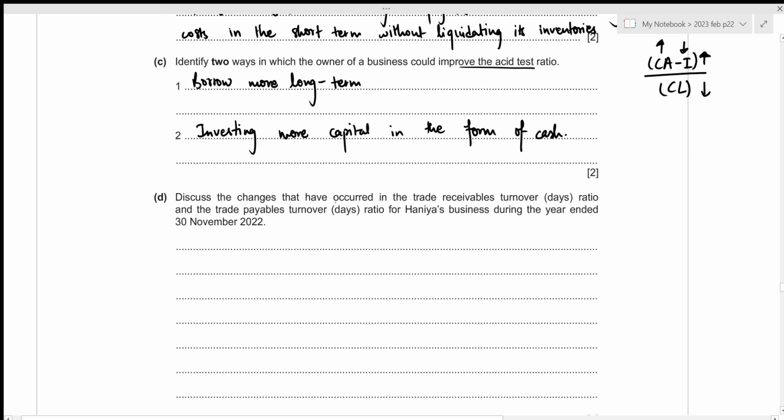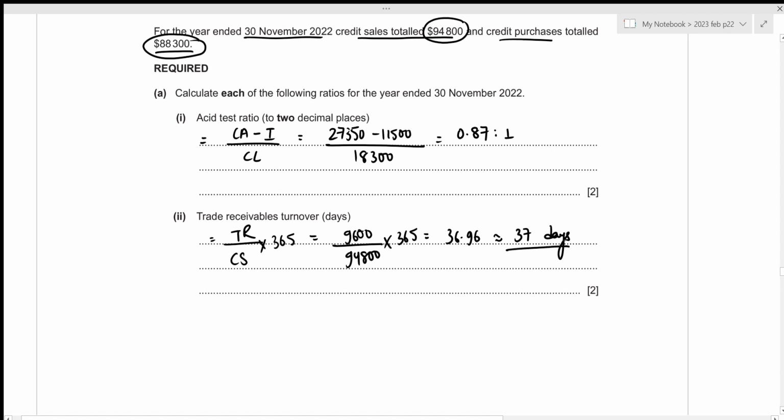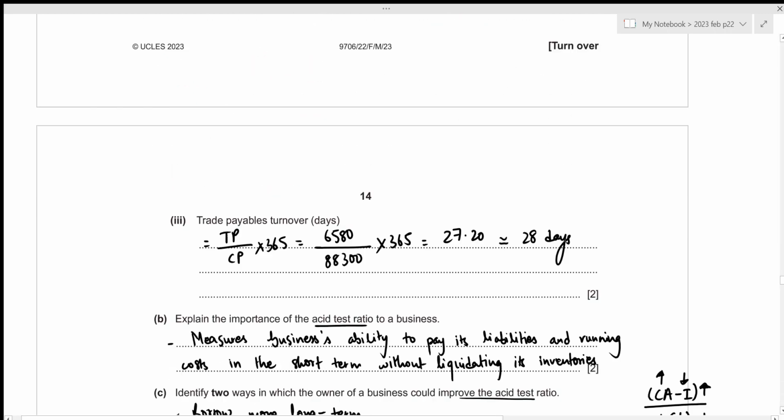Now for the fourth one, we need to discuss the changes that have occurred in the trade receivables turnover days ratio and the trade payables turnover days ratio for Hanya's business. So let's first talk about our trade receivables turnover. Let's have a look above. We have our previous trade receivables turnover days to be 34, and the new one we calculated was 37 days. So the days has definitely increased, and since we're talking about trade receivables turnover days, this just means that the days in which we would get the money from our credit customers has increased. So this definitely worsens our liquidity position of the business.